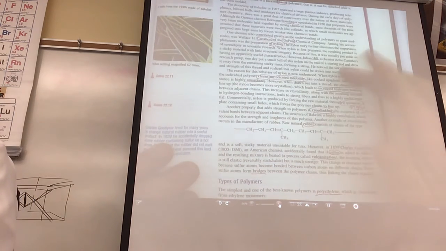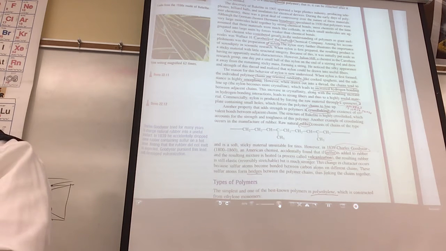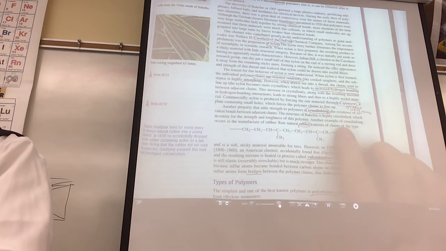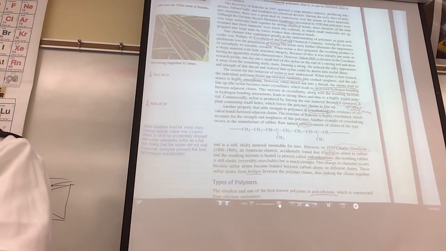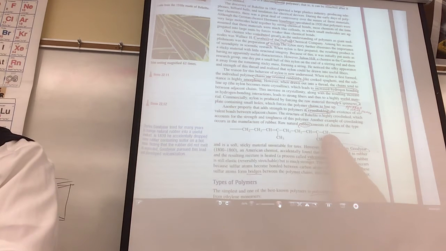Besides nylon, the other one they talk about down here is rubber. Did you know that rubber was a polymer? When you read this, there's a real famous name here, this guy named Goodyear. Have you ever heard of Goodyear tires? The Goodyear blimp. Okay, so here's Charles Goodyear. He figured out how to make a polymer out of this. And I don't know how he found this out, but he used sulfur.